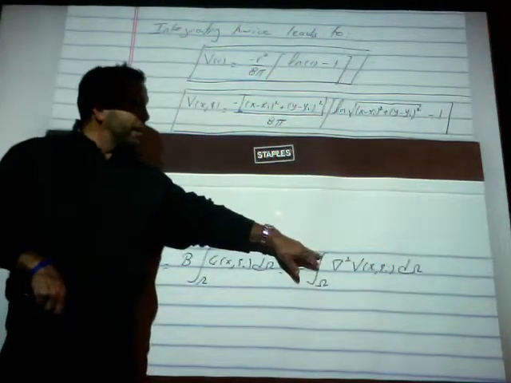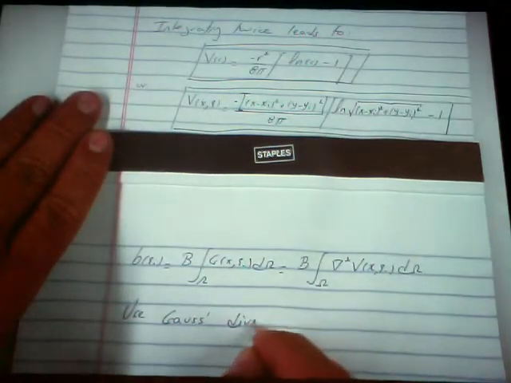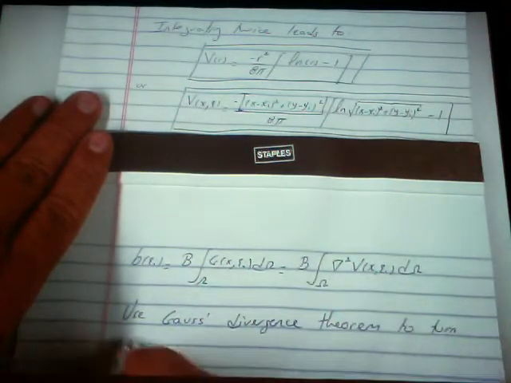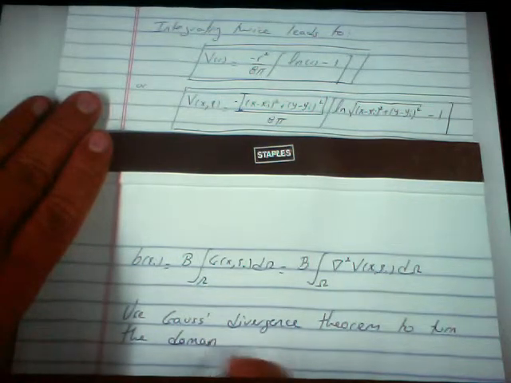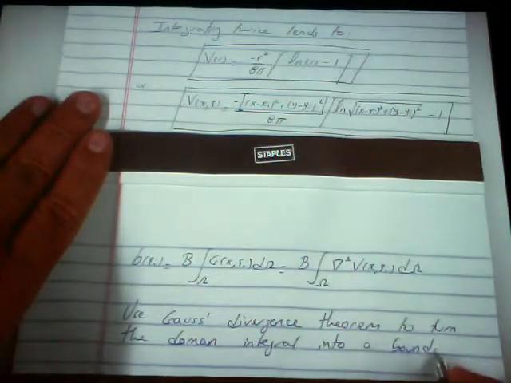What can we do with a domain integral that has not a Laplace, but a divergency? Remember that the Laplace is the divergency of the gradient of v. It's del dot grad v, del dot del v. We use the Gauss divergency theorem to turn any domain integral into a boundary integral.